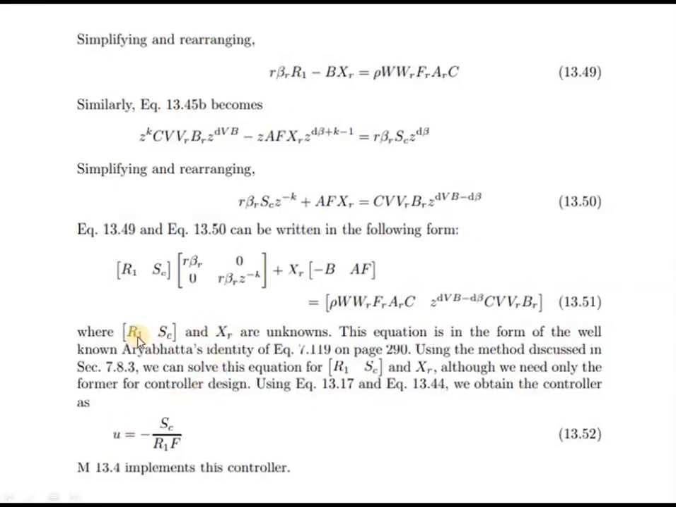and once we find these values, that is r1, sc and xr, we design the control effort u equals minus sc and r1 into f. This is the control effort which is designed to minimize the performance index j in the case of the LQG controller. This is all about the control design of the LQG controller with the help of spectral factorization.